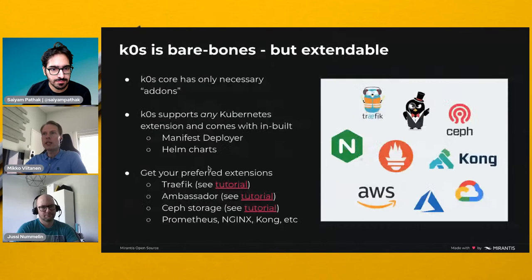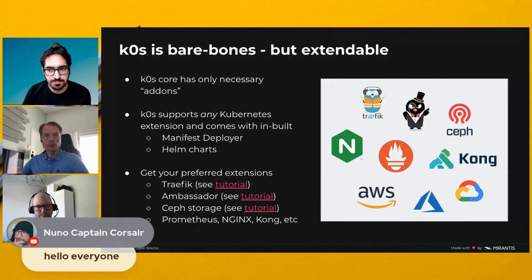And then, related to this, the extension side. K0s core has only the necessary parts, as mentioned: runtime, networking, and data store. For additional extensions, we have taken the approach of supporting basically any extension, not just one or two selected ones. For example ingress controllers, load balancers or storage solutions, those we don't pre-select for K0s. We include the tooling for these extensions to make it easy for the users. With the built-in manifest deployer or Helm charts, it's easy to include any Kubernetes extension in K0s. And we have a couple of tutorials here also to get started.